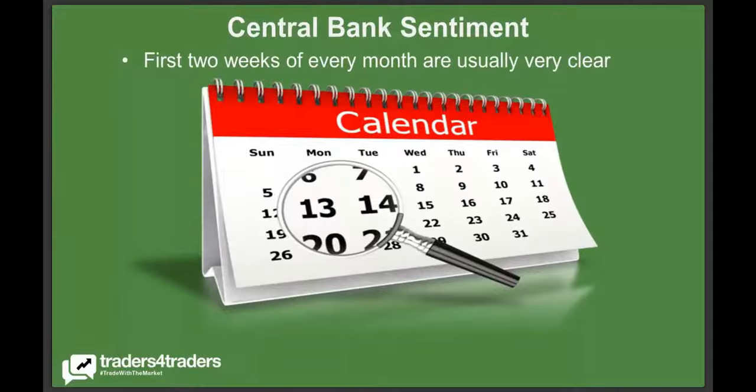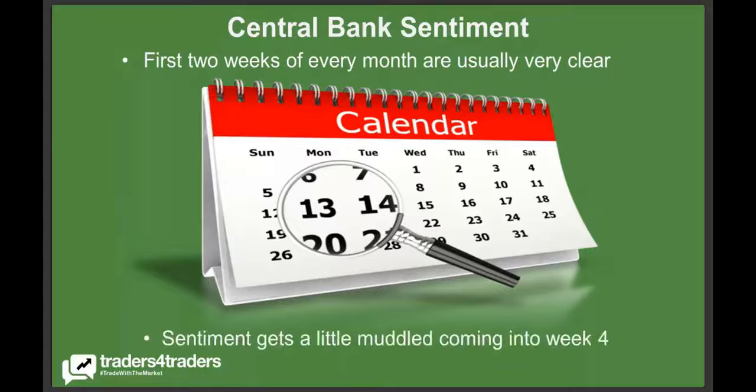Okay, now the central bank sentiment itself. The first 2 weeks of every month are usually very clear, right? That's because we've just got a fresh statement from the central bank. It will tell you specifically, we're looking at employment, we're looking at inflation, we're looking at average earnings, all these various components. So after the news is released, for the first 2 weeks, right, the market is very focused on that. But that sentiment over the course of the month fades.